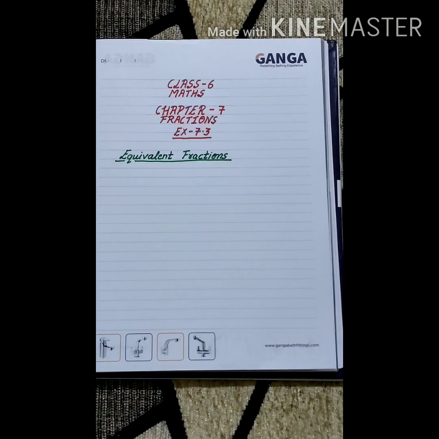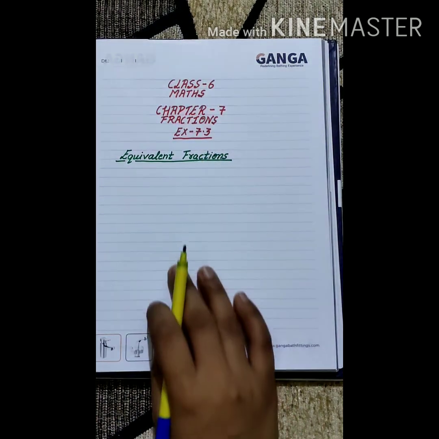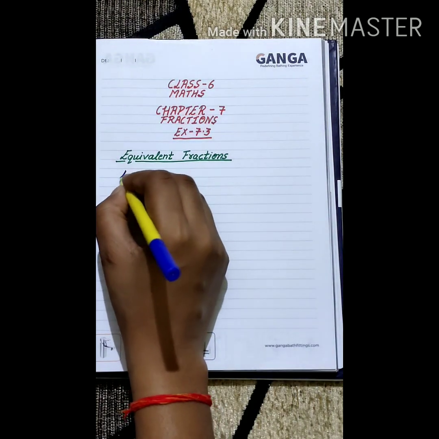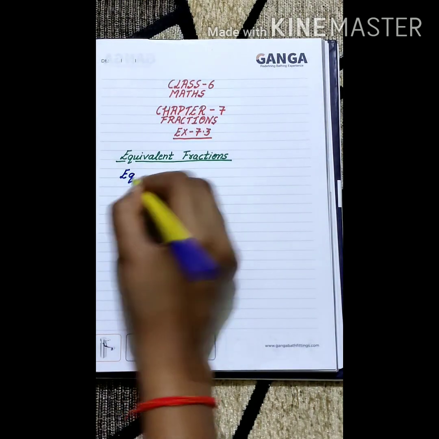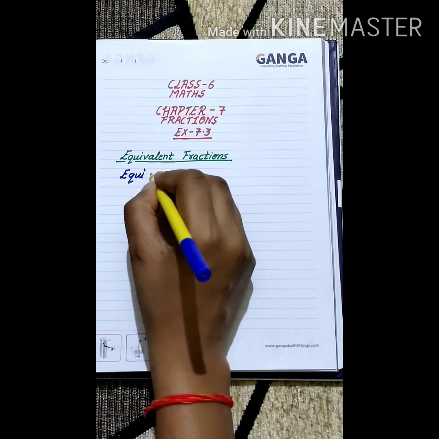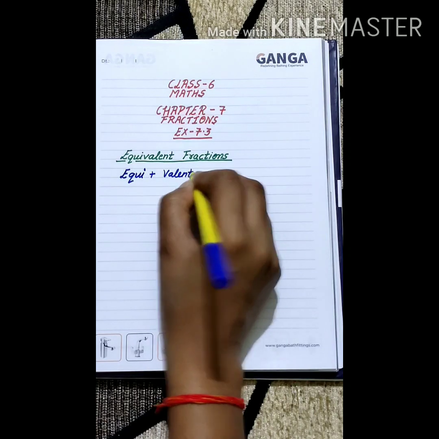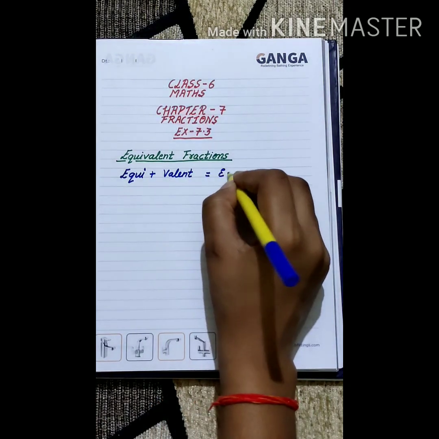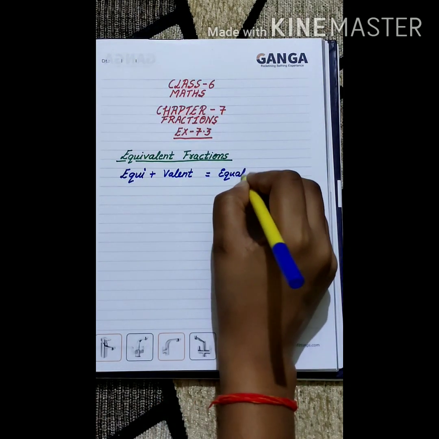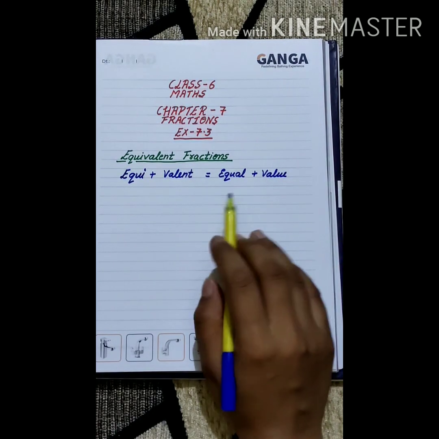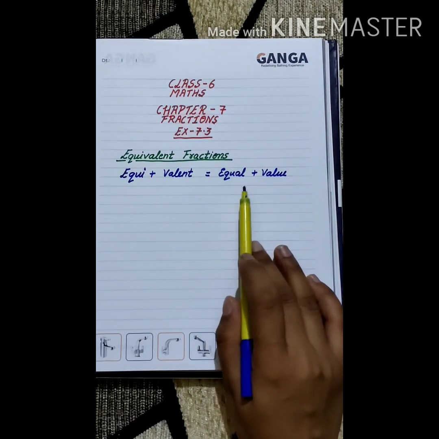Children, let's start exercise 7.3. It is based on equivalent fraction. So let's understand what is equivalent fraction. As it is clear from its name, equivalent is formed by two words, or we can say it is derived from two words, that is equ plus valent, where equ means equal and valent means value. That means the fraction which has equal value.